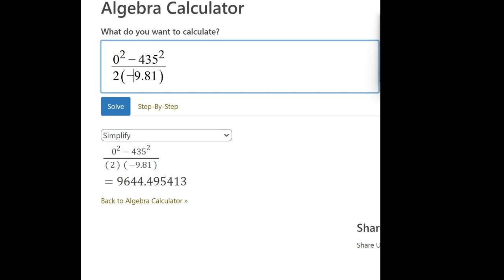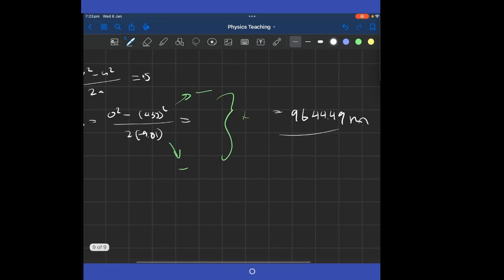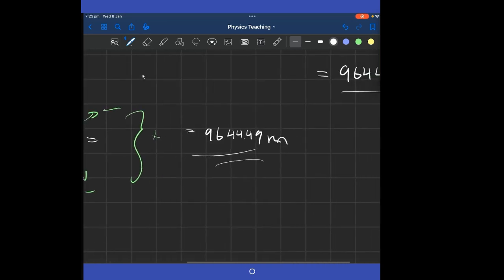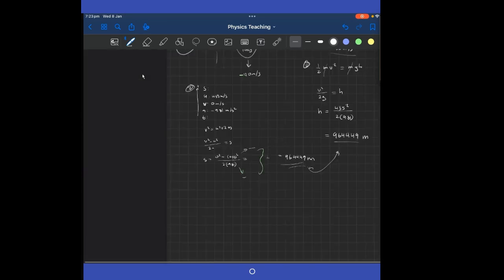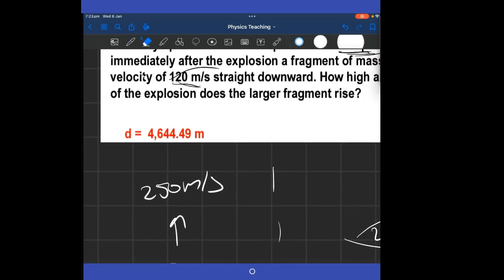9644.49. This is the answer, in meters. And this corresponds here. Now, something that confused me, sorry guys. This is the answer from both methods, method 1 and method 2, they're the same. This looks good. Something that confused me was the question actually had a 4 here.